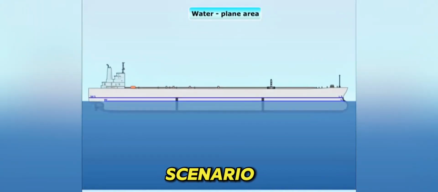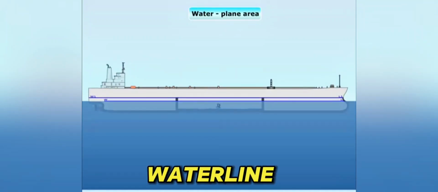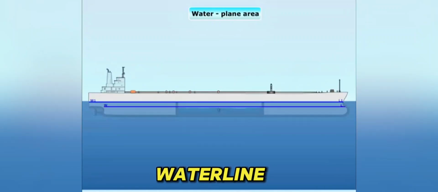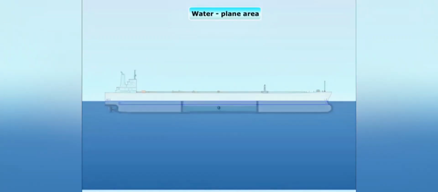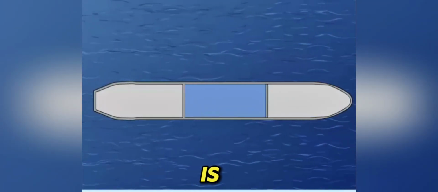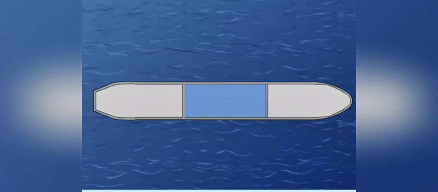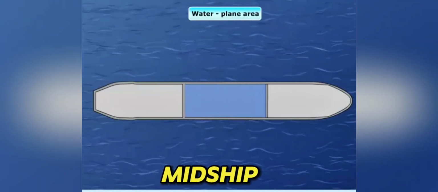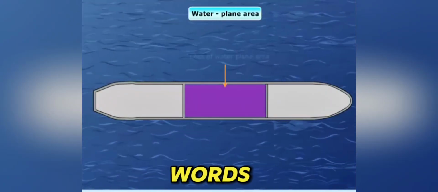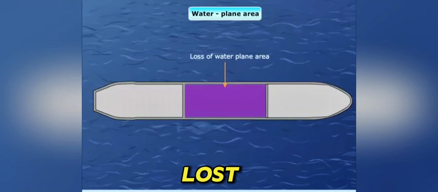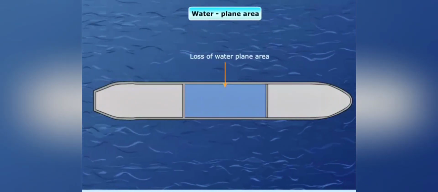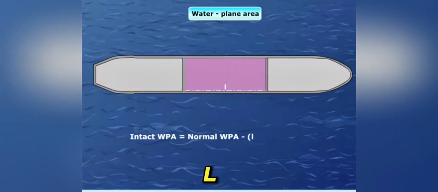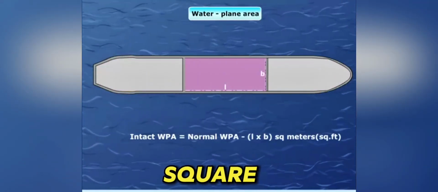In this scenario, the midship compartment is holed below the waterline, but above the watertight flat, and the compartment is flooded up to the waterline. The view of the waterplane is now like this: the midship section of the waterplane that represents the midship compartment has water. In other words, that section of the waterplane is lost. Intact waterplane area is normal waterplane area minus L times B square meters, square foot.